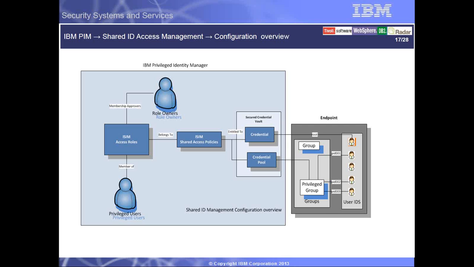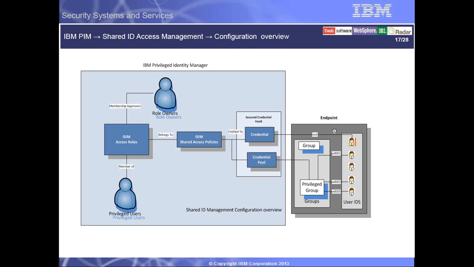You can have the shared access policies which you can map to it. For example, if a person is part of such an ISIM access role, he would get access to the credential or a credential pool. Now you could have the approval mechanism, which is part of workflow. You can tag it to the role owners. So it goes as an approval request to the role owners. Once they approve, the provisioning can happen, or the access is granted.